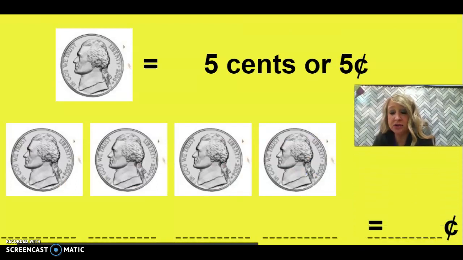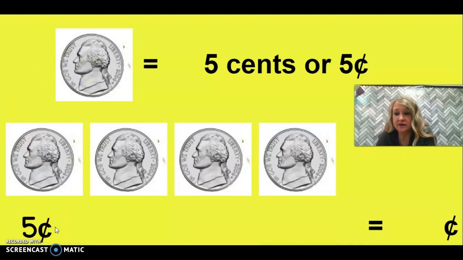Now we're going to count some nickels. When we count nickels, we're going to count by fives. So 1 nickel is worth 5 cents. I'm going to put that underneath the first nickel. 1 nickel, 5 cents. So how much money am I going to have if I have 2 nickels? We have to count by fives. So 5, 10. You're exactly right.